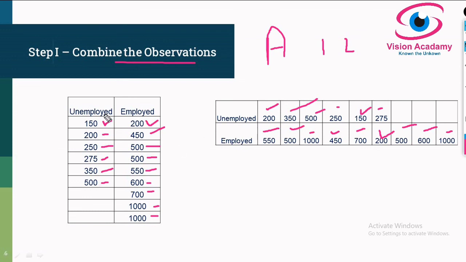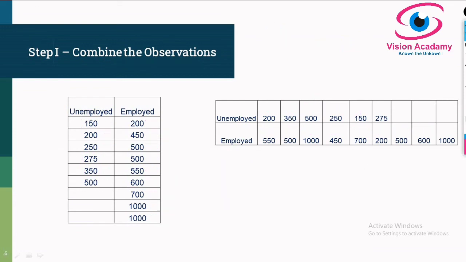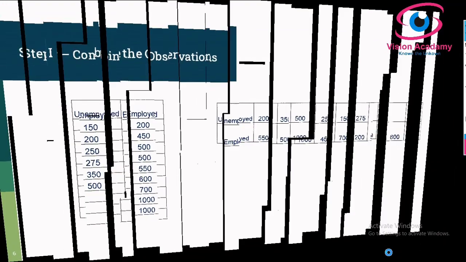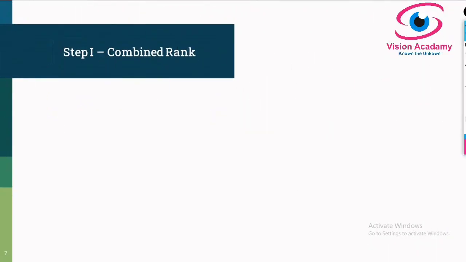So here we have to observe one thing. Employed students: 1, 2, 3, 4, 5, 6. There are 6 observations from employed students, whereas there are 9 observations from the unemployed category. So this is unequal sample size in the Mann-Whitney U-test.